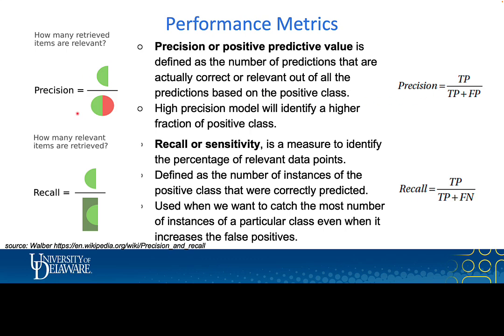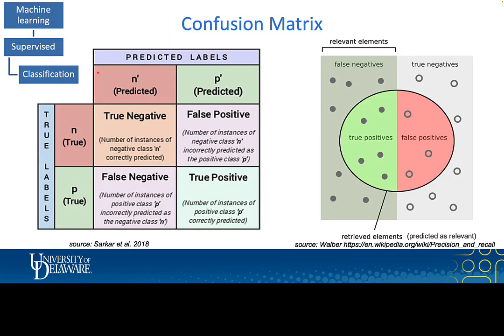Here is the graphical view based on the graph here. It is the number of true positives predicted over all the positives, which includes true plus false.